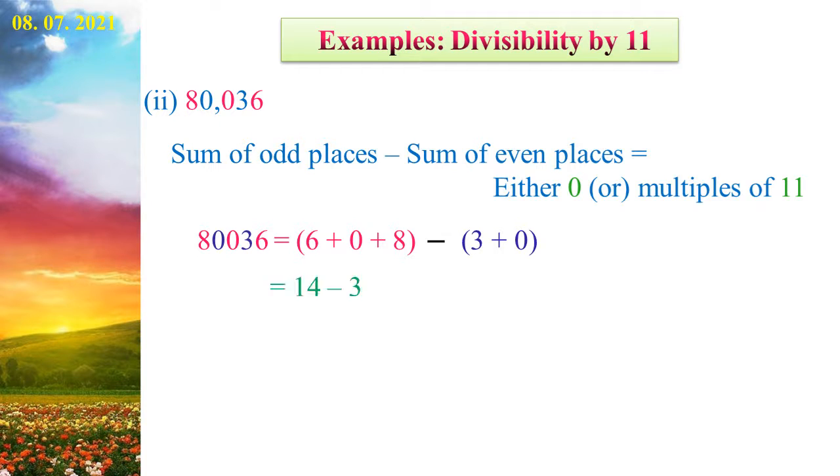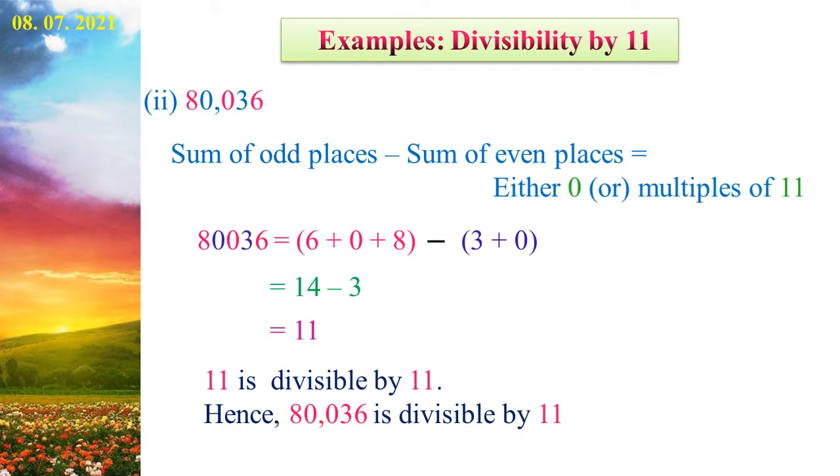Sum of even places means 3 plus 0. Here 6 plus 8 is 14, minus 3 plus 0 which is 3. 14 minus 3 is 11. Here 11 is divisible by 11. So, 80,036 is divisible by 11.